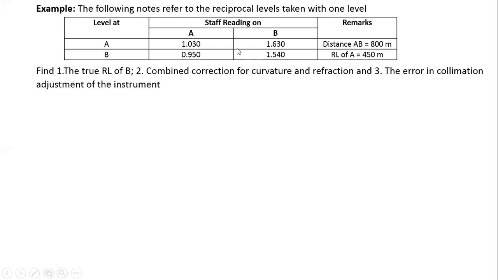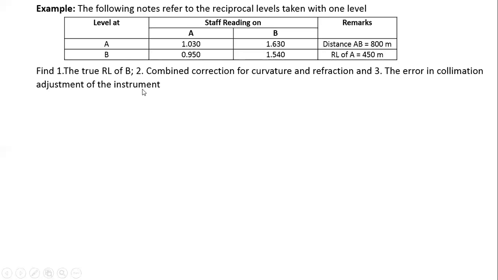Now here you will see that the staff reading on A is less and on B is more. So this means that there is a fall from A to B. Here the reading is less, here it is more. Again there is a fall from A to B. So let us solve this problem.